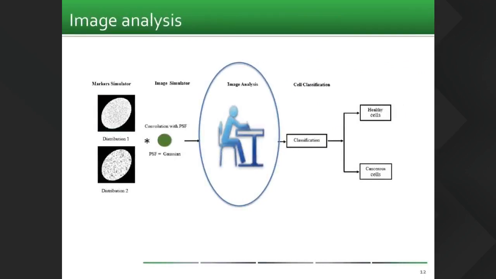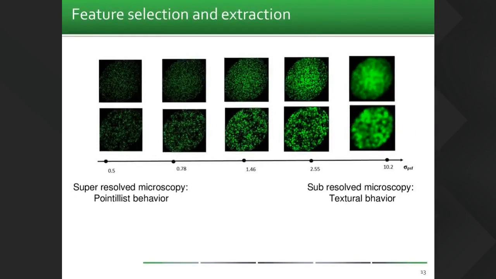Now, once we have the generated or synthetic image, we have to analyze this image to select the best feature spaces to characterize the data inside the image. To do that, we just have to take a look at our generated data. If we look at super resolved microscopy, for example, we find point cloud behavior, but when we go to sub-resolved microscopy, we have textural behavior. So it's a good point to start. We can first extract features based on point cloud and others based on textural behavior.